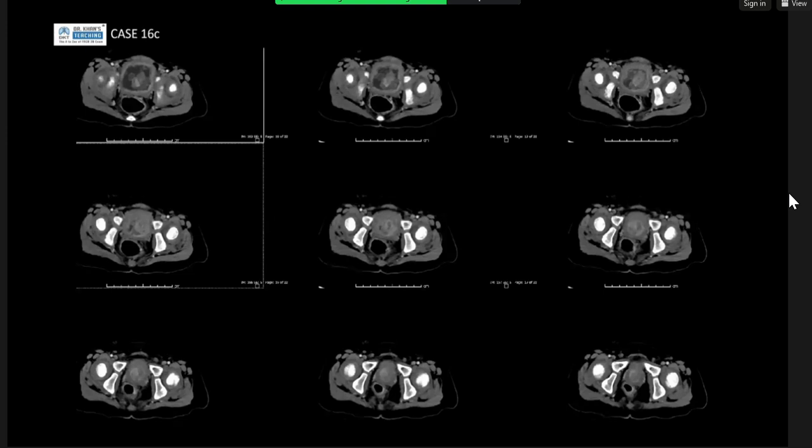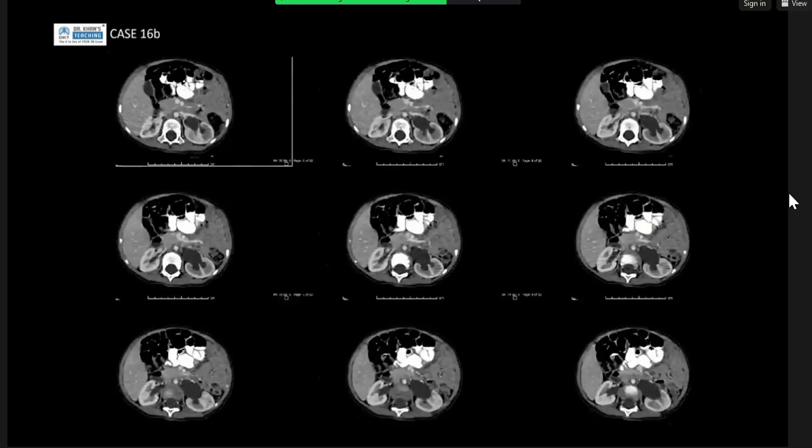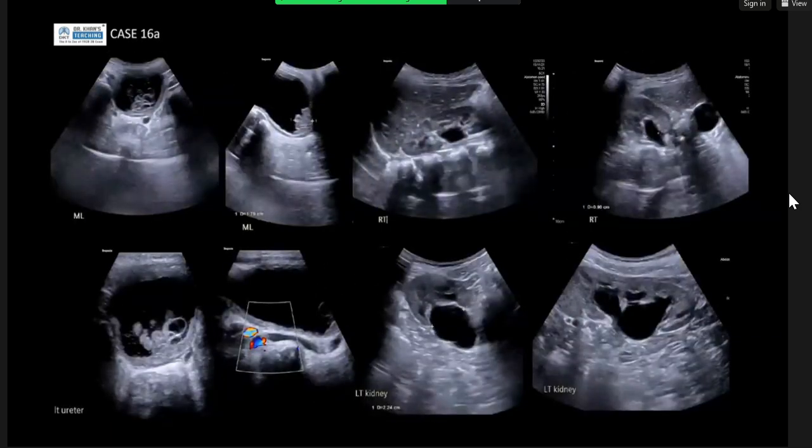Can I go to the ultrasound? Yeah. So I think I did ultrasound. There's just minimal vascularity, but internal vascularity.